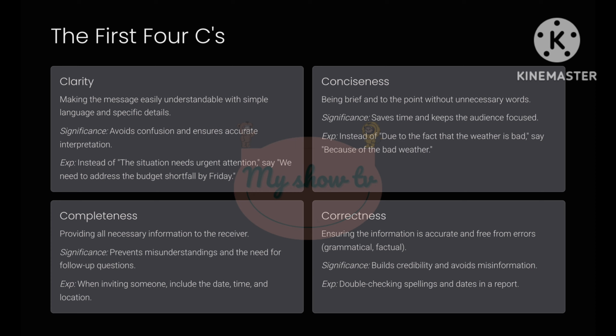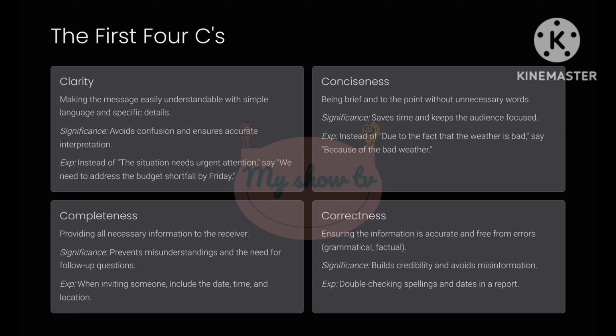The third C is completeness. A complete message contains all the necessary information that the receiver needs to understand the message fully and be able to take any required action. The significance of completeness is that it prevents misunderstandings and avoids the need for the receiver to ask follow-up questions to get the missing details. For example, if you are inviting someone to an event, a complete message would include the date, time, and exact location, as well as any other relevant information like what to bring or the dress code.